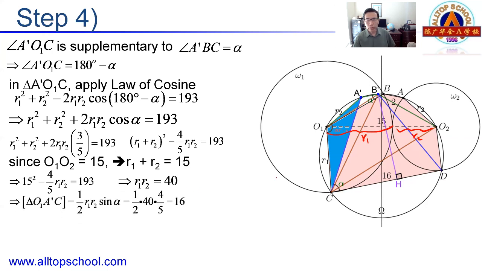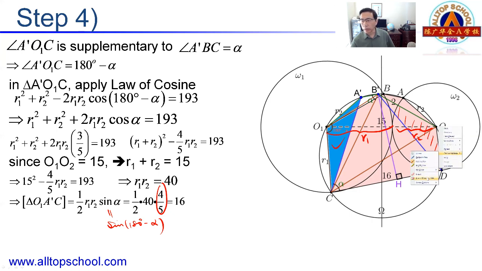And then we just calculate this blue triangle area. That will be 1/2 R1 R2 times sine of 180 degrees minus alpha. That's the same as sine alpha, which is 4/5, as we calculated earlier. And then you find the area. Once the area of this triangle is found, the other triangle has the same area because they are congruent.